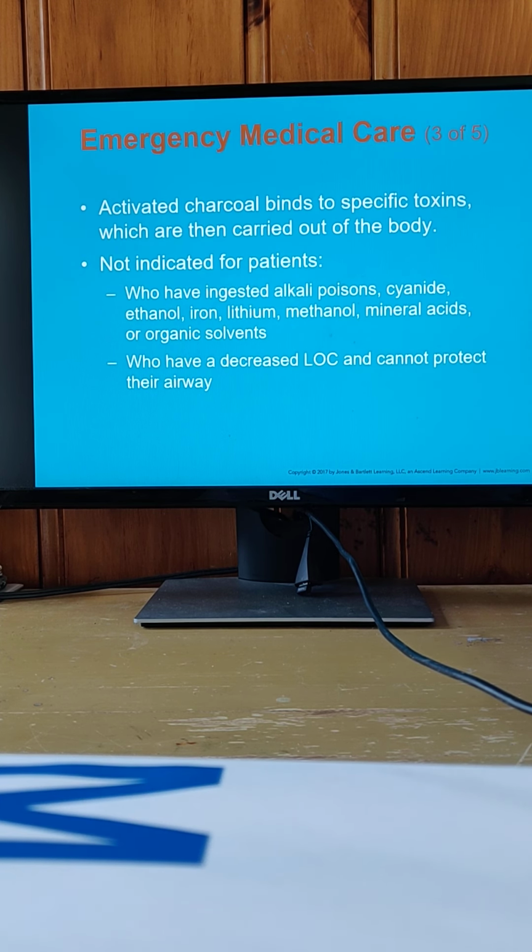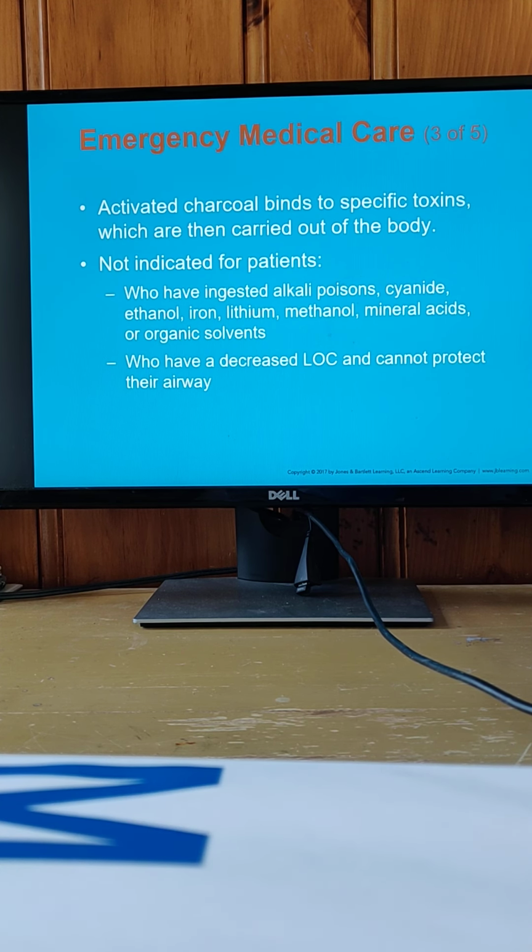The time that you do not give activated charcoal is someone who has ingested an alkali poisoning, cyanide, ethanol, iron, lithium, methanol, mineral acids, or organic solvents. These things are just designed to destroy, and the chemicals are going to do more damage to the tissue as they go through the body. Plus, activated charcoal won't work on them.